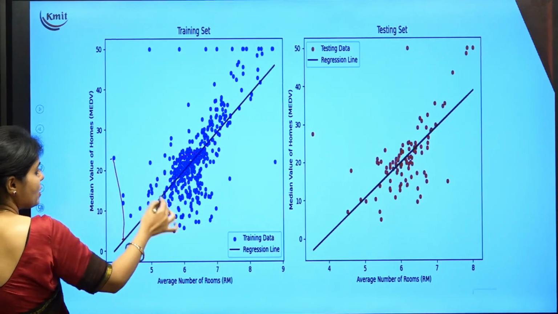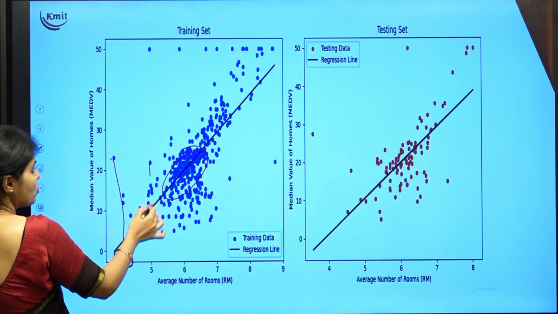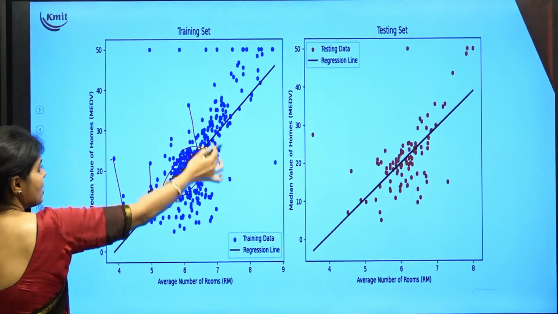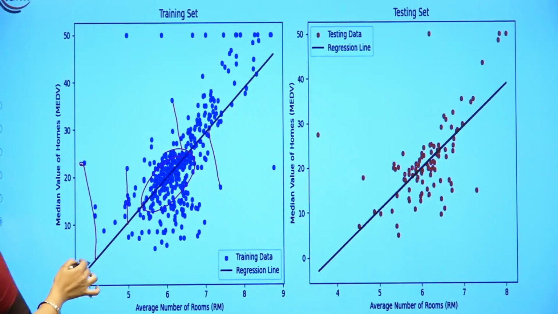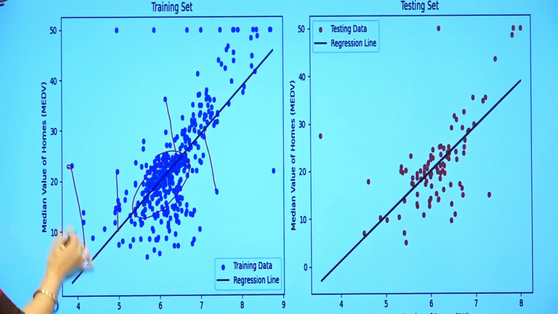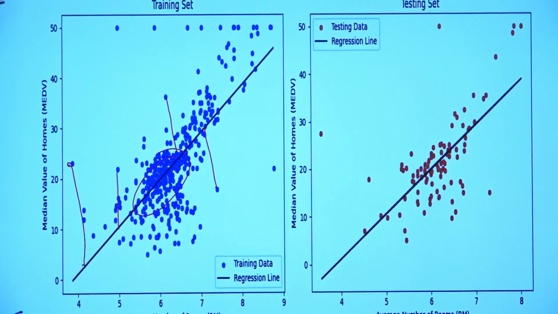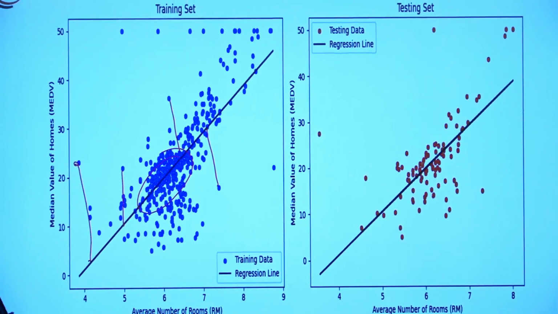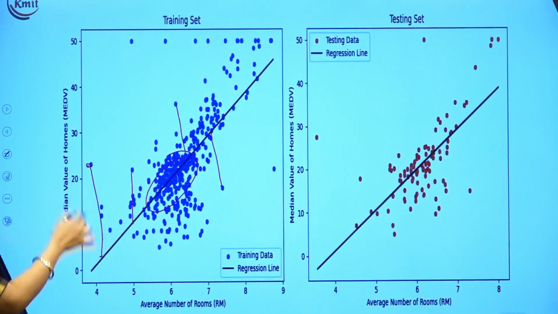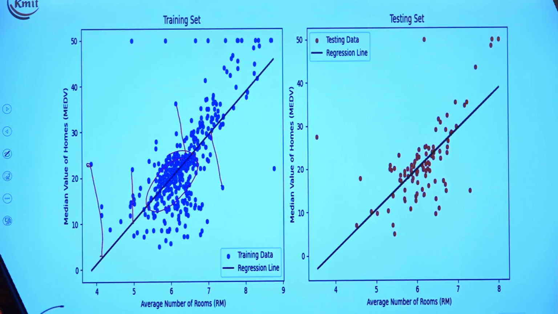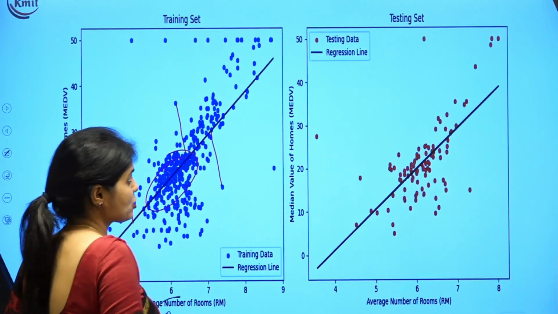Only for a few points here it is okay, but when you look into these points, this is the actual point, this is the predicted point. The difference between these is very huge. So I say it is an underfitted model because the model is not generalized well. I have a huge difference between my predicted values and actual values.